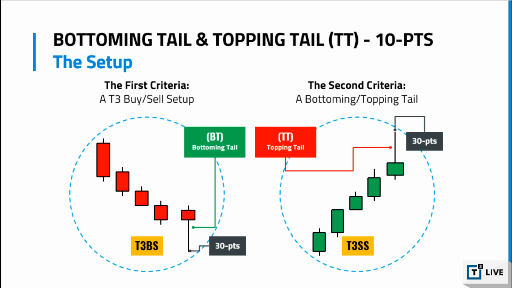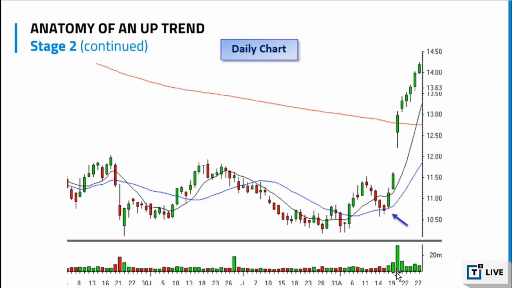In order for a candle to qualify as a bottoming tail, the tail needs to make up at least 50% of the candle's range. Again, in order for a bottoming tail to be called a bottoming tail, the tail needs to make up at least 50% of the bar's range. So if we were to look at some of the setups we already looked at earlier, this bar was about 50%, I would say. You can say that's a bottoming tail.